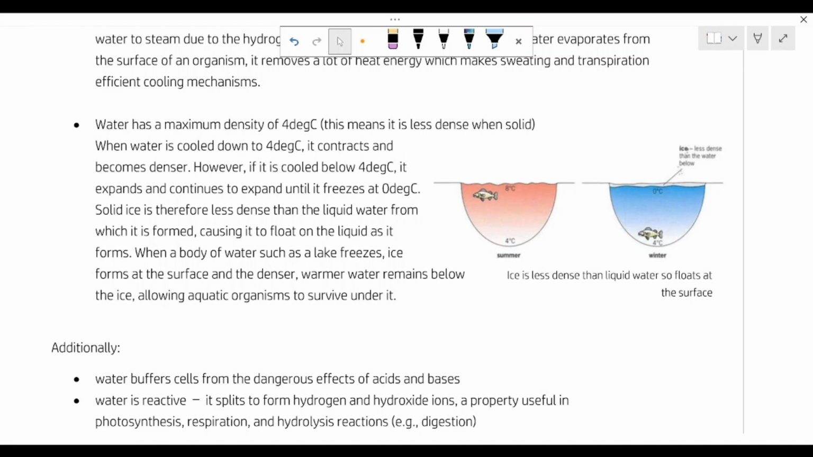This causes the solid ice to float on the surface of the liquid. For example, in lakes, ice forms at the surface and denser, warmer water is below the surface, which means that aquatic organisms can survive in very cold environments, like in winter.